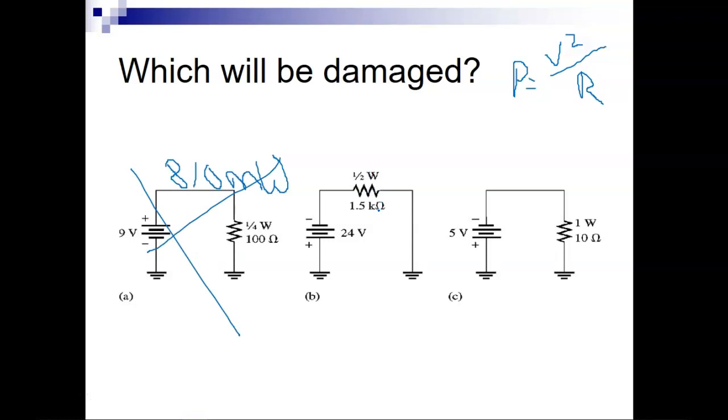For B, we have 24 volts and 1.5 kilo ohms. We have a half watt of power available to be used, and we have 384 milliwatts going through it. Will it be damaged? Nope. That one's good.